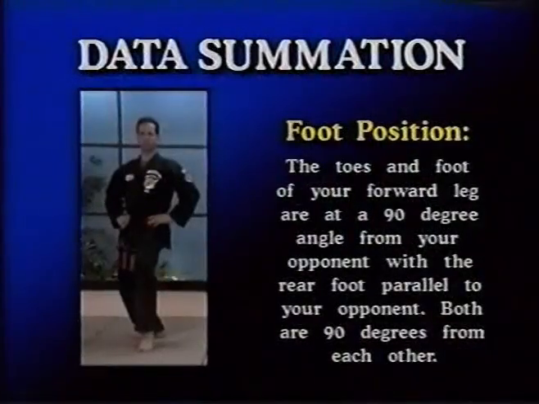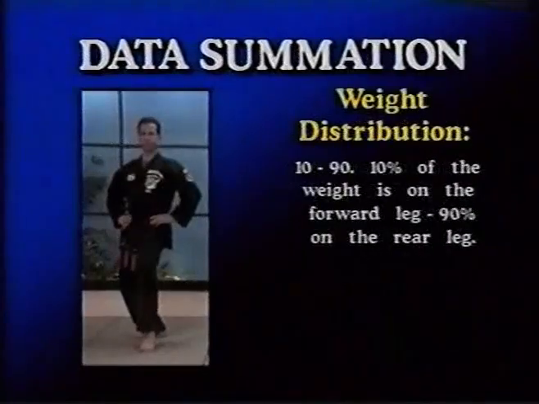Data summation of the 90-degree cat. Foot position. The toes and foot of your forward leg are at a 90-degree angle from your opponent, with the rear foot parallel to your opponent, 90 degrees to your forward foot and leg. Both are 90 degrees from each other. Weight distribution, 10-90. 10% of the weight is on the forward leg, 90% on the rear leg.